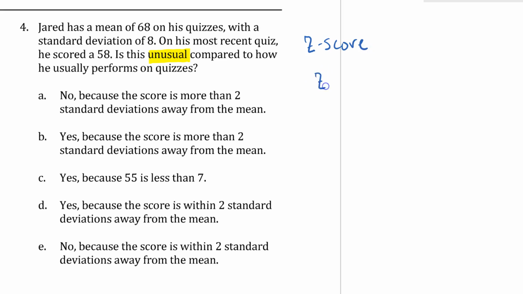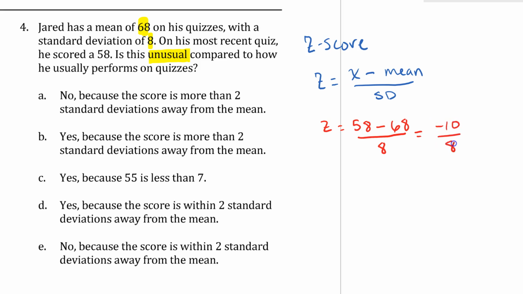So let's recall that formula, which I showed on a previous problem, but it's also on the formula sheet. It's just we take our score, subtract the mean, and divide by the standard deviation. Well, in this case, we found that the mean was 68 and the standard deviation was 8. So this would be z is equal to our score, which was a 58, minus the mean, which is 68, divided by the standard deviation, which is 8. Calculating this out, we get that this first top part is going to be negative 10 over 8. And if we divide that out, we get negative 1.25.